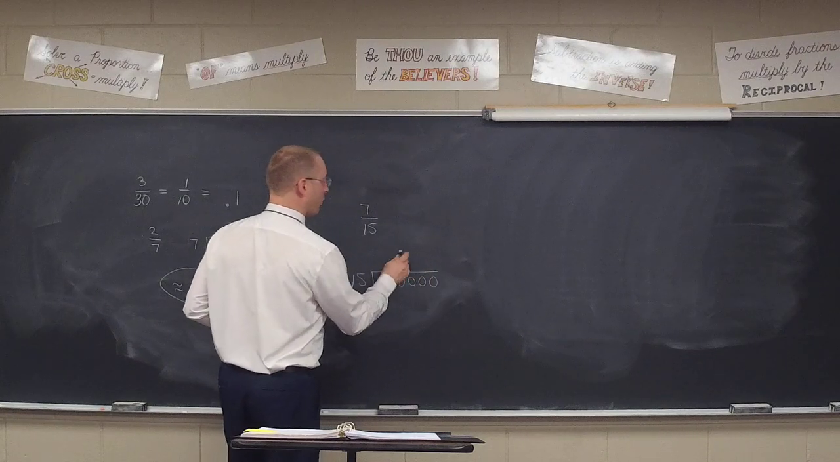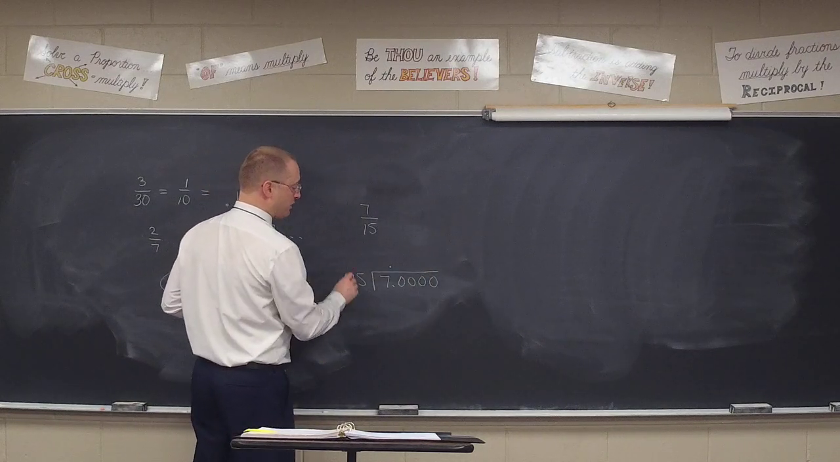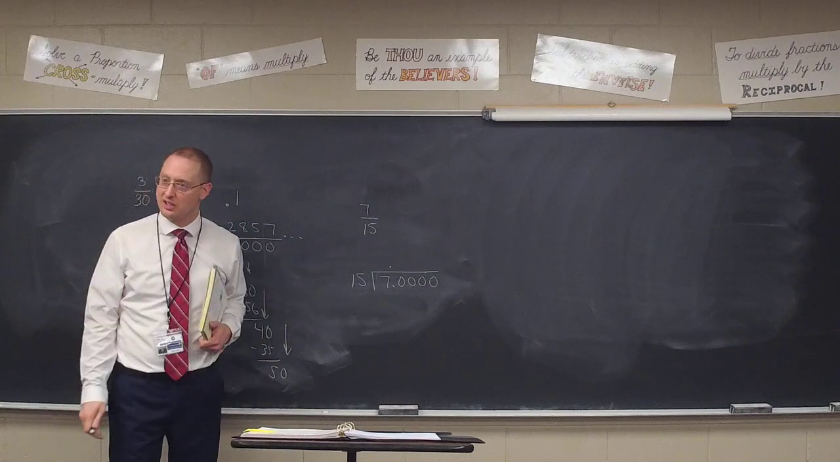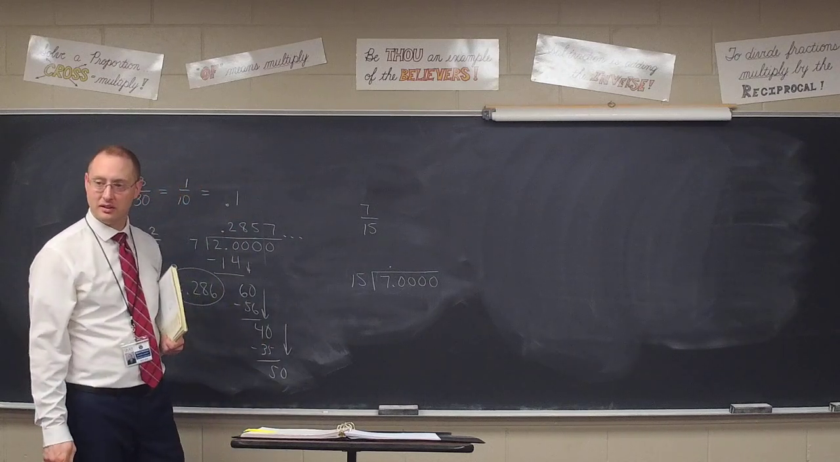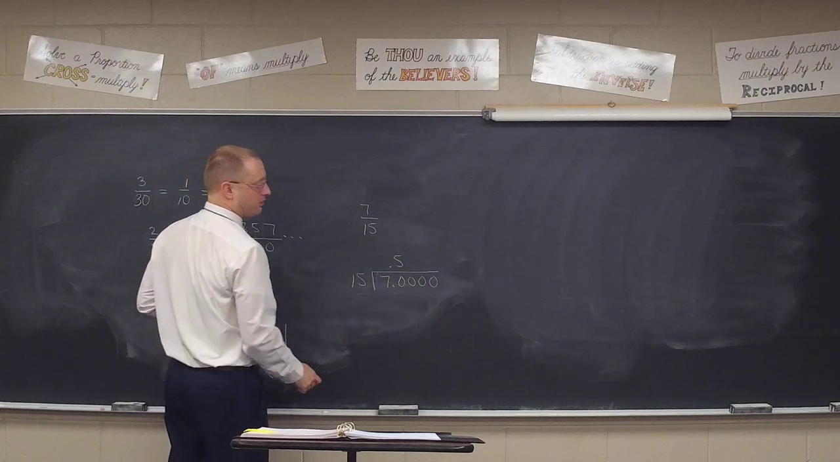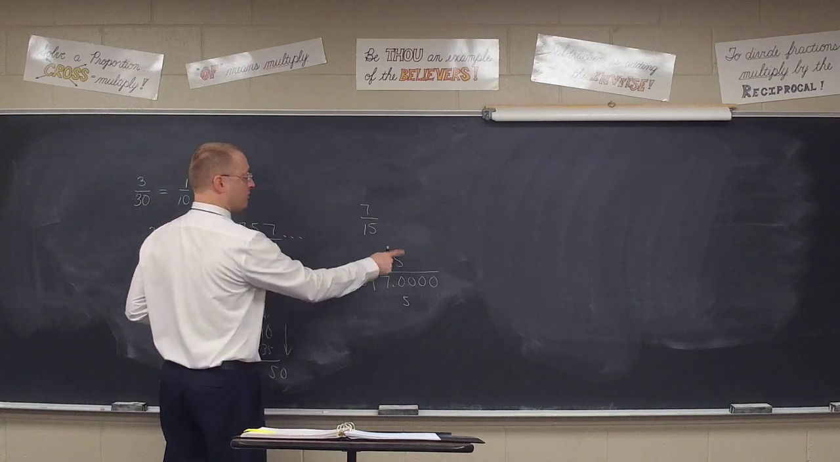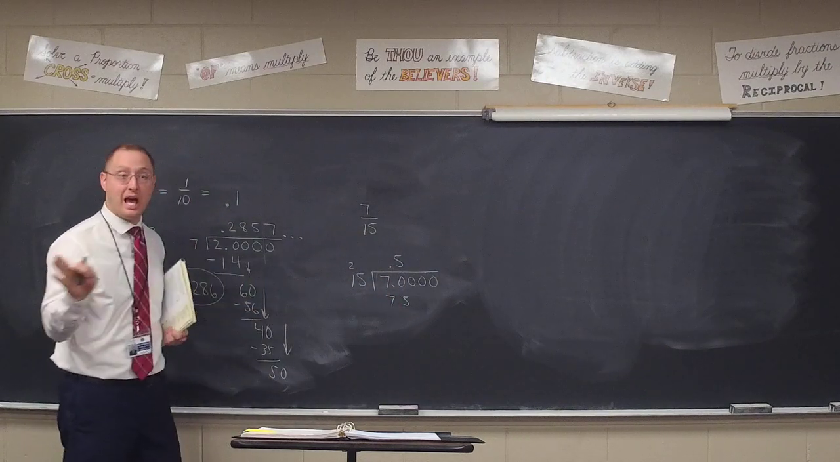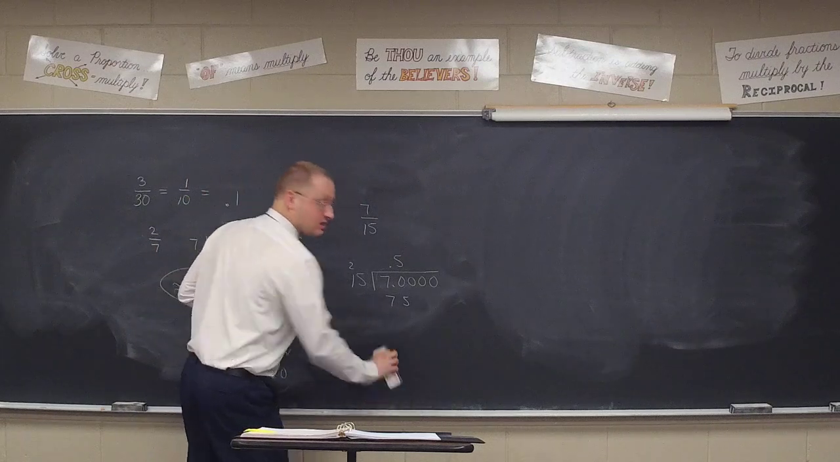We're going to put our 4 zeros here. How many times do you think 15 goes into 70? Make a nice guess. 5. All right. 5 times 5, 25. And carry the 2. 5 times 1 plus 2, 75. Oh, it just missed. That's okay. Because now I know it ain't 5, it's 4.